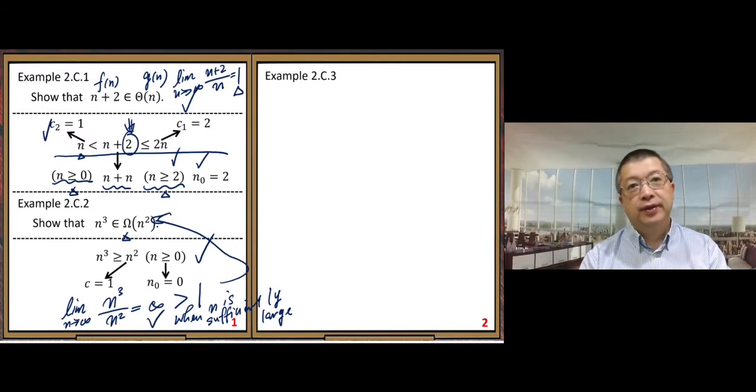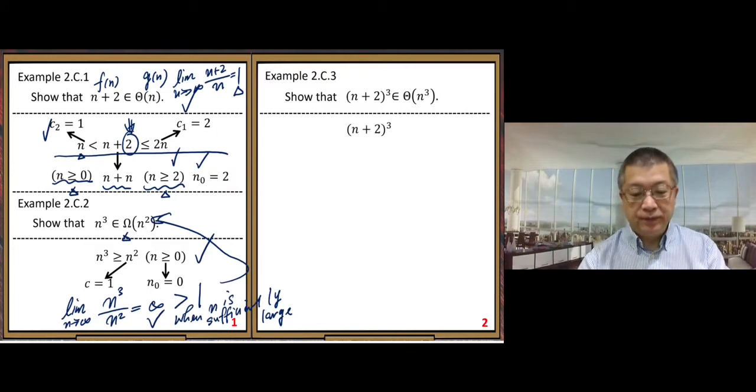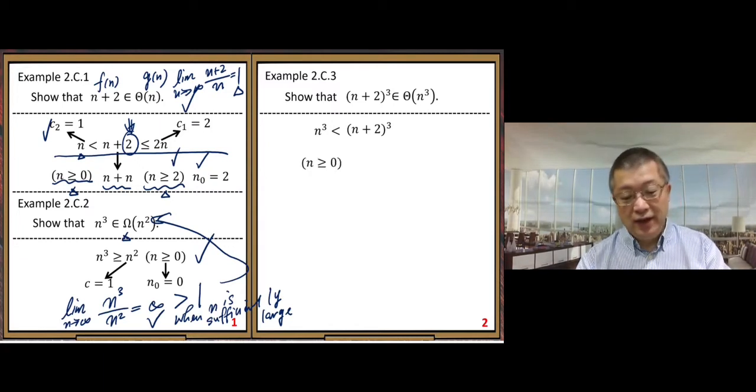Example 3. Show this function (n plus 2) cubed belongs to big theta of n cubed. First, let's still use the definition way. Lower side, upper side, right? For n cubed, that's easy because we drop the positive constant 2, right? When n is greater than or equal to 0, we can drop it, and C2 equals 1. So it's trivial.